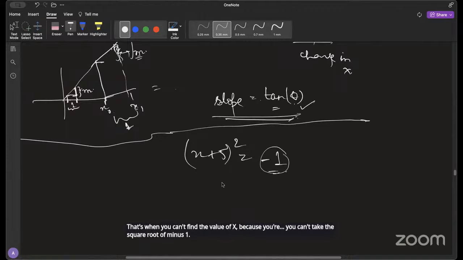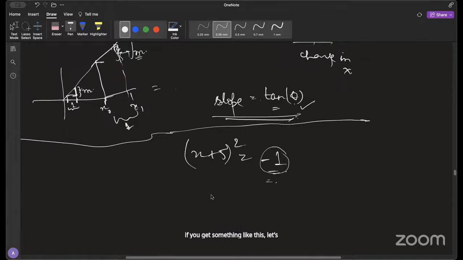So what does that mean? If you get something like this, then how does the graph look? Ma'am, parabola above x-axis or below x-axis. Parabola does not cut the x-axis. Yeah, right.